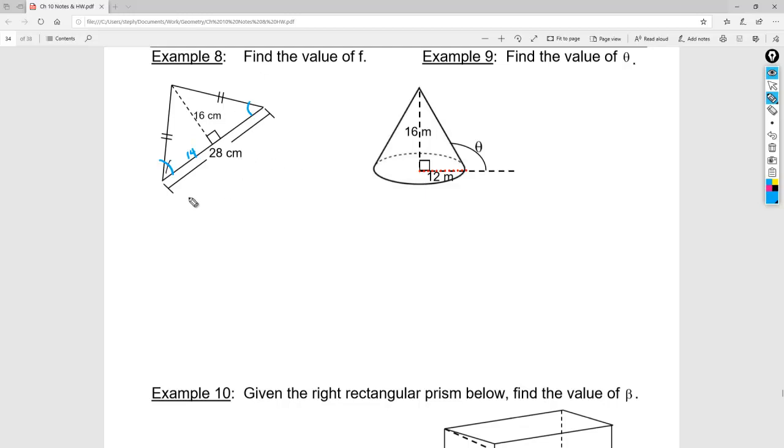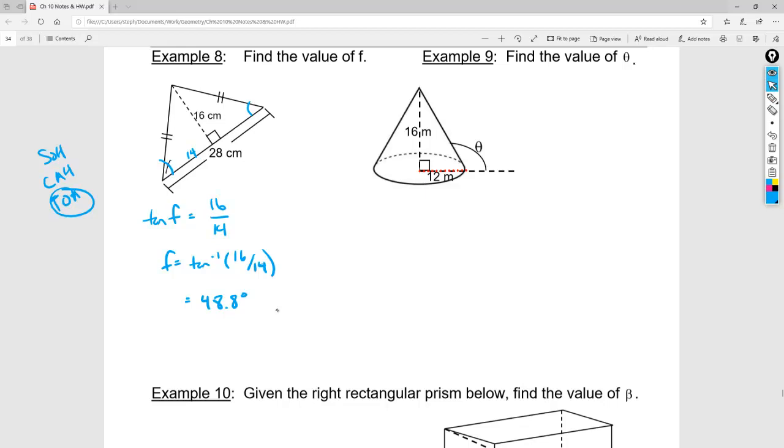Okay, so I'm looking for some relationship between my opposite and my adjacent. So if I look at my trusty SOHCAHTOA, I know that opposite and adjacent fall under TOA. So I'm going to use tangent of f to be 16 over 14. So that means that f is going to be inverse tangent of 16 over 14. And if I plug that in my calculator, I will get 48.8 degrees.